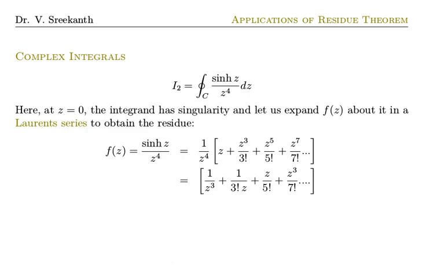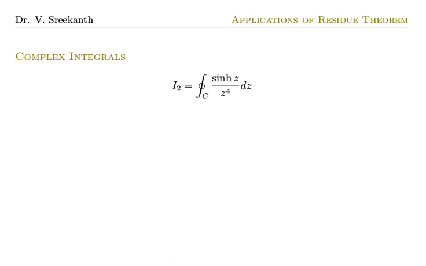Now one can note that this function has a singularity at z equal to 0, right? Suppose we naively think that z raised to 4 gives a pole of order 4. But we don't know, because this function has to be dealt with care, because sinh z also has powers of z in it, right?